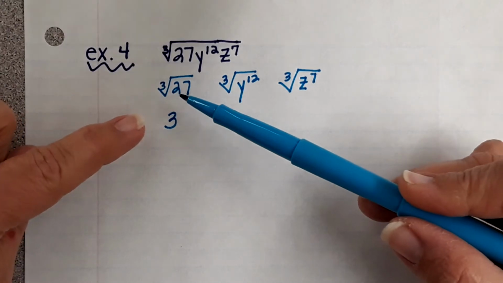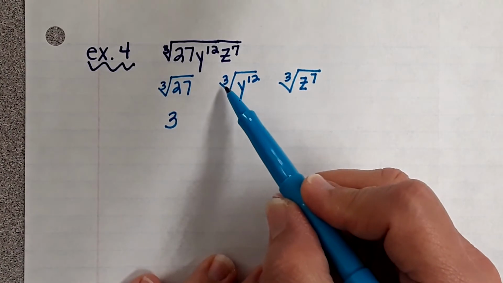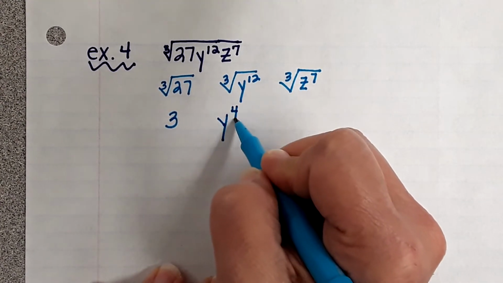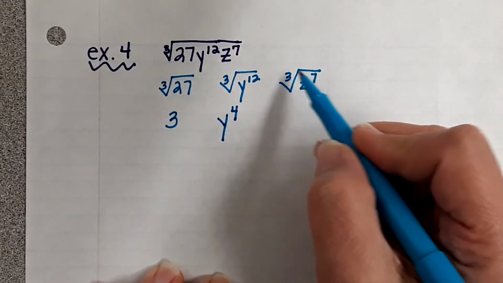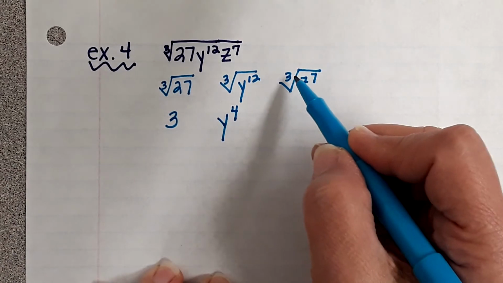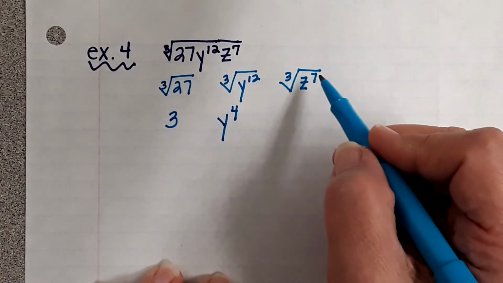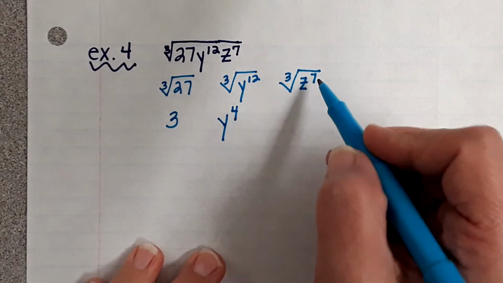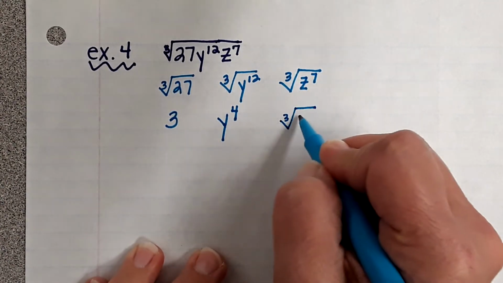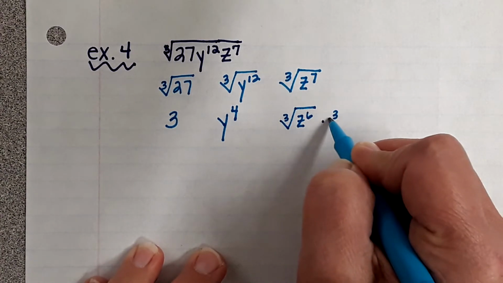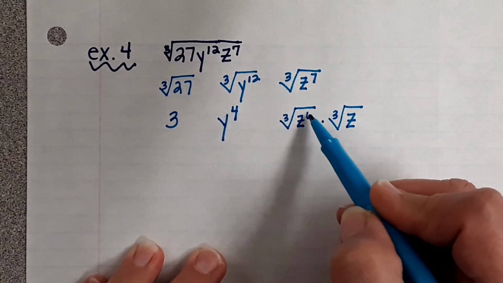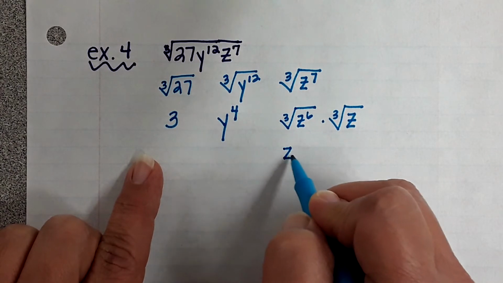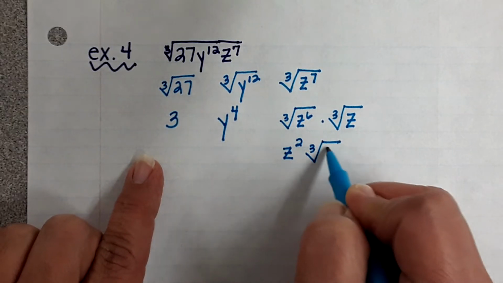So again, you guys, 27 is a perfect cube. 12 divided by 3, that is perfect. So that is going to be y to the 4th. But z to the 7th, 7 divided by 3 does not work. So I'm going to break it up so that there's an exponent that is a multiple of 3. So I've got 3, 6. Oh, that's good, that doesn't go over 7. So I'm going to do the cube root of z to the 6th times the cube root of z. Okay, so now 6 divided by 3 is 2, and I'm left with this.